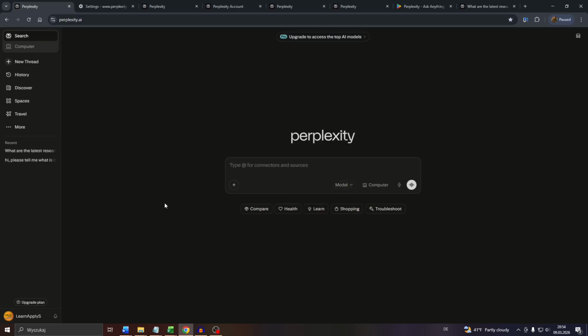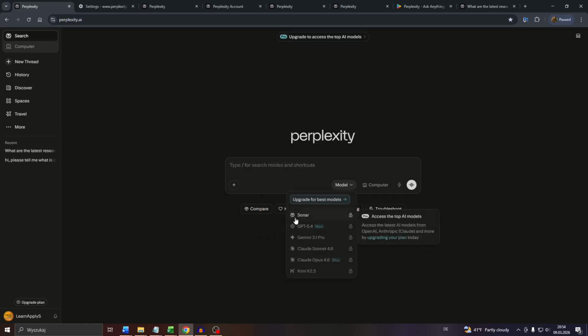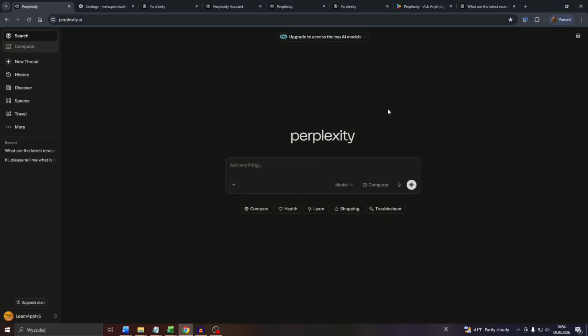However, guys, there's also one thing to consider. For example, I can't access or switch to any of these language models here because I don't have the necessary account permission or level permission for that. So that's the second thing to consider.